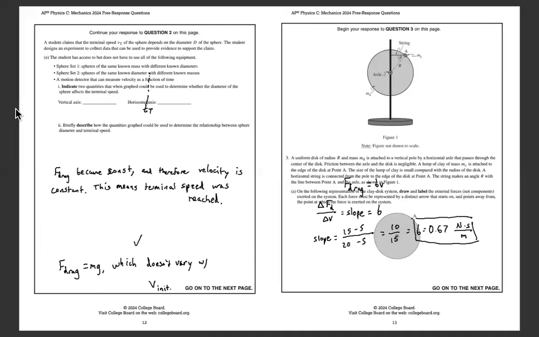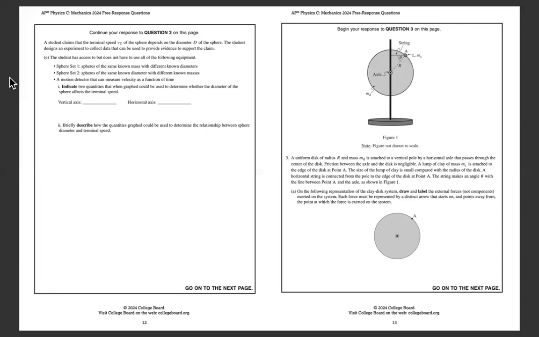The next part is asking you about another experiment, essentially saying that you're claiming that the terminal speed depends on diameter. Try to confirm that. What should you plot in order to do that? Well, let's just plot terminal speed versus diameter of the sphere.